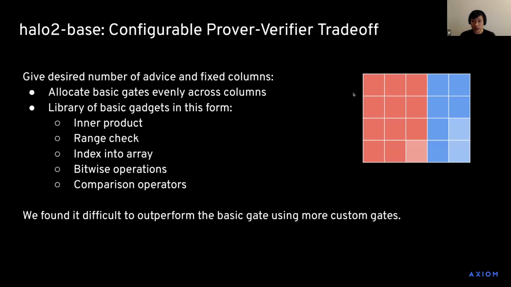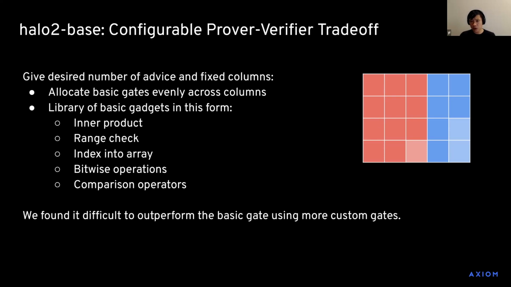So if we want a very skinny and tall circuit, we could specify, for example, 1 column and put all the cells and all the gates in that column. Or we can have a very wide circuit that has shorter rows.